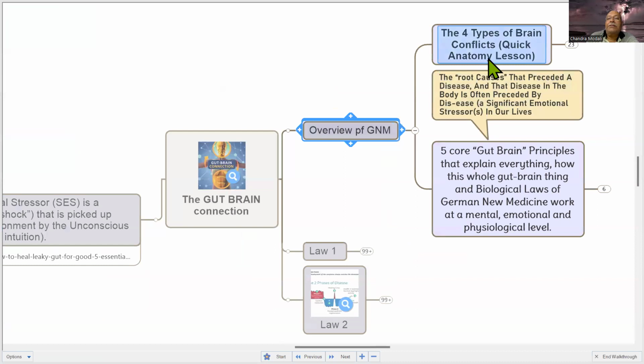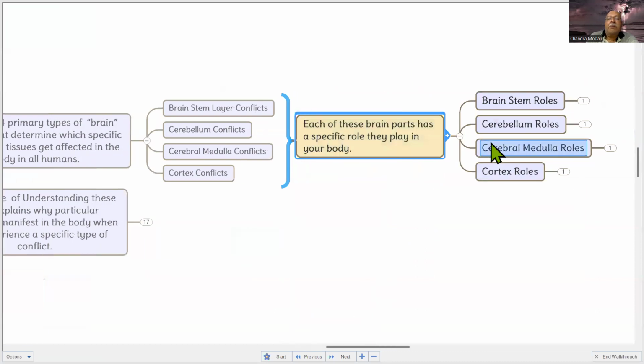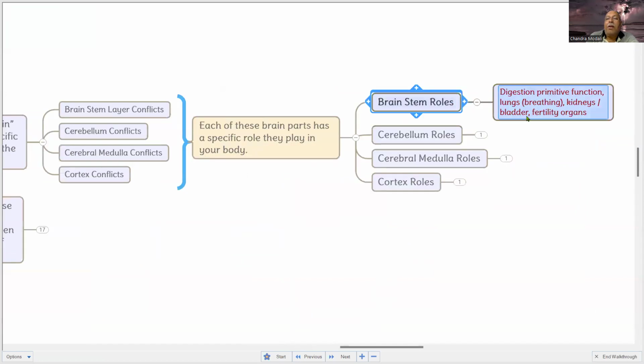These four kinds will then take us into which area. So the problem, if it is digestion related, then the lungs, the kidneys, the bladder, and fertility, they are connected to the brainstem. Now, what do we mean by the brainstem?